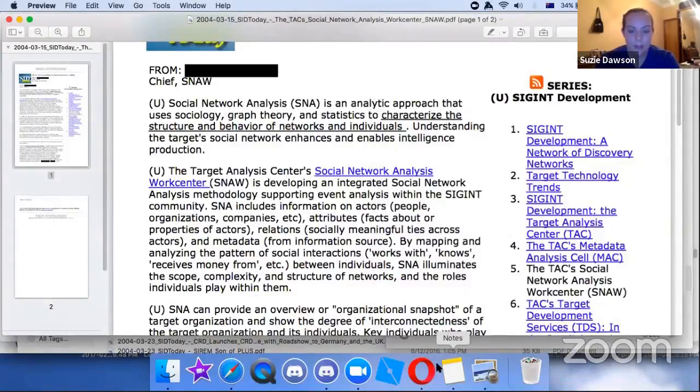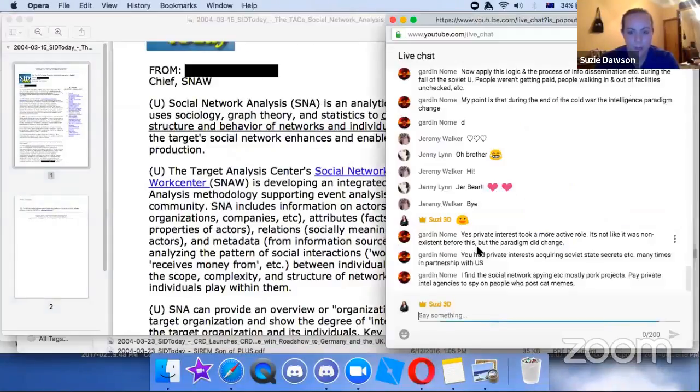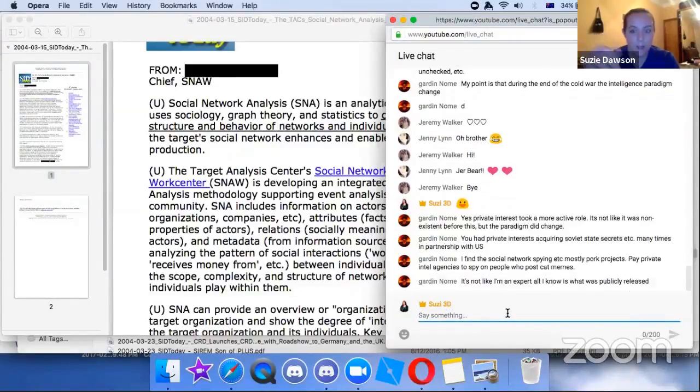So the interesting thing about the social network is that this is what the Target Analysis Center does. If you look at what we learned last time, there is something called the Target Analysis Center, which has 3 major teams. One is the metadata analysis cell, one is the social network analysis, and the third one was the target development services, which is probably the most Orwellian named thing I've ever heard of in my life. Or at least certainly the most creepy.